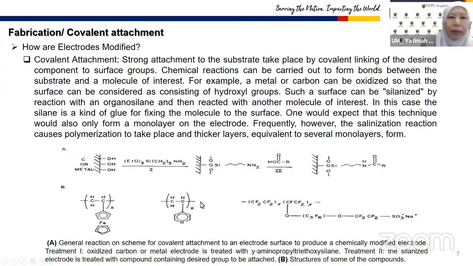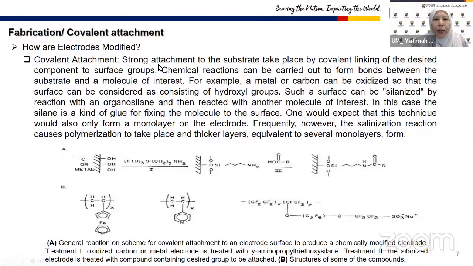So the other one is what we call covalent attachment. This is also another example of a monolayer, because a monolayer is where we want to have very thin layers of materials. So for monolayers, there is also another technique called covalent attachment. Covalent itself is a very strong bonding reaction between the surface and the electroactive layers.